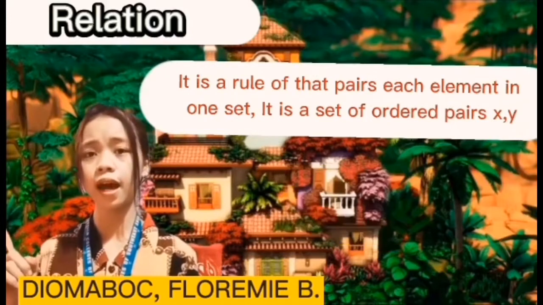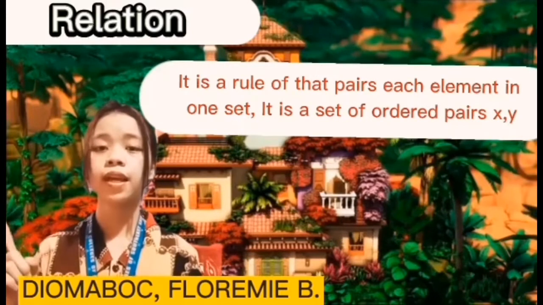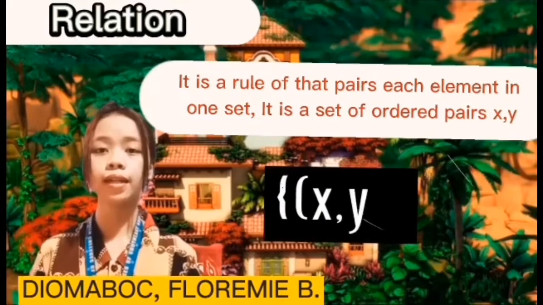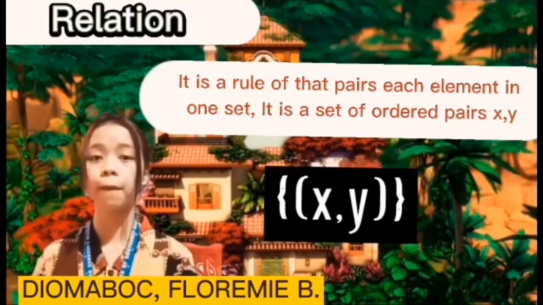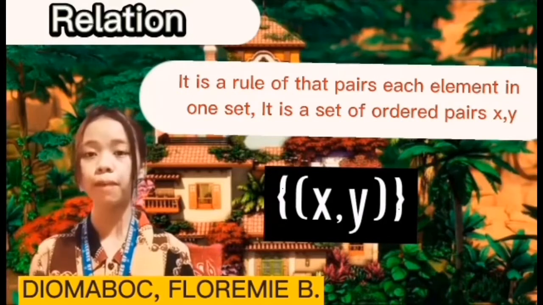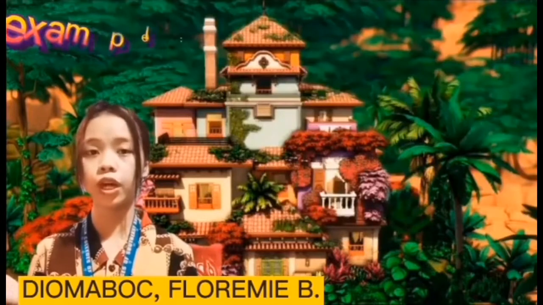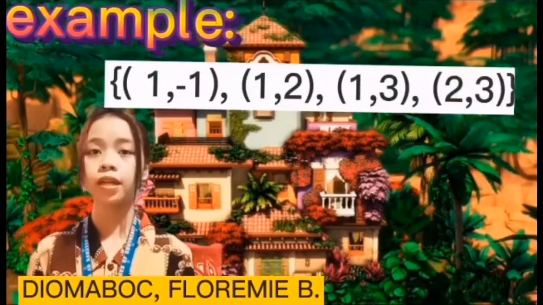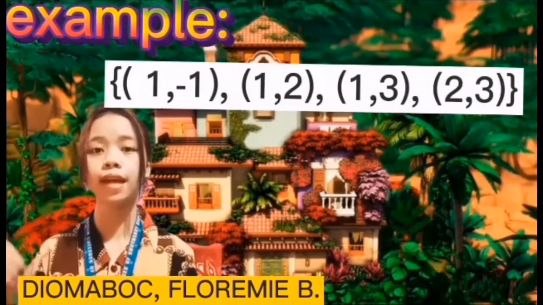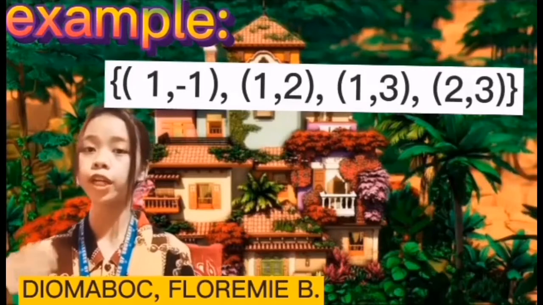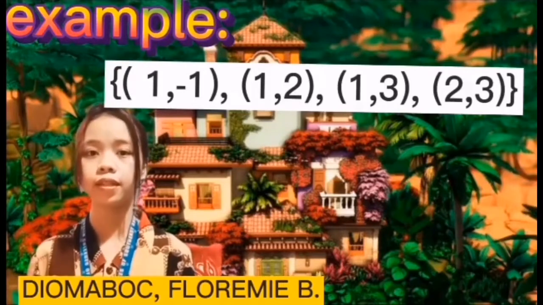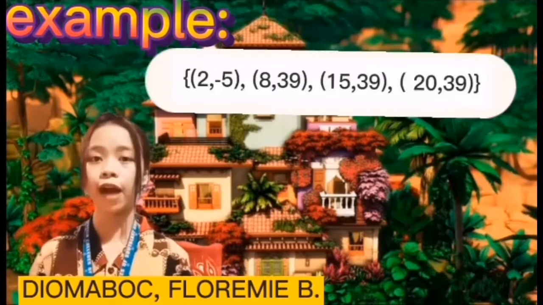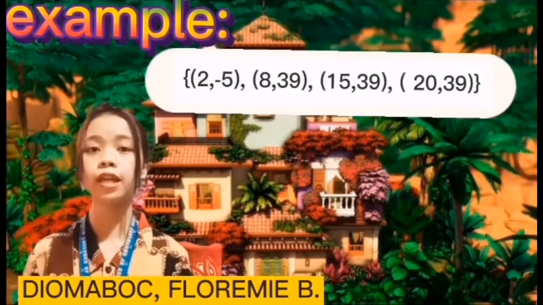As we can see in the definition of relation, it is a set of ordered pairs. So in one set, there are ordered pairs inside. So this is an example of a relation: (1, -1), (1, 2), (1, 3), and (2, 3). This is an example of relation because in one set we have ordered pairs inside the set. So another example of relation: (2, -5), (8, 39), (15, 39), (20, 39).